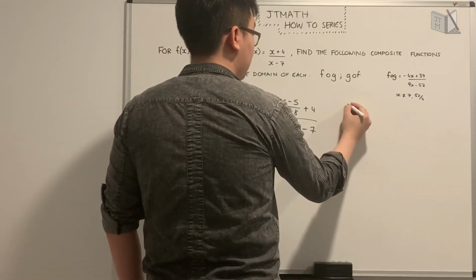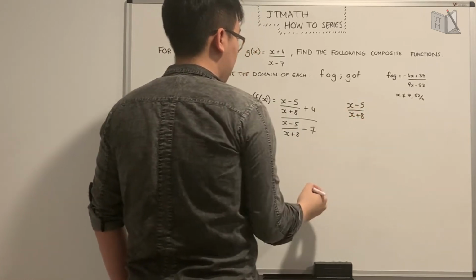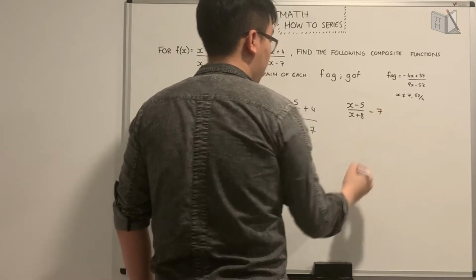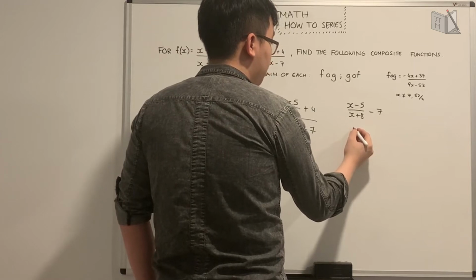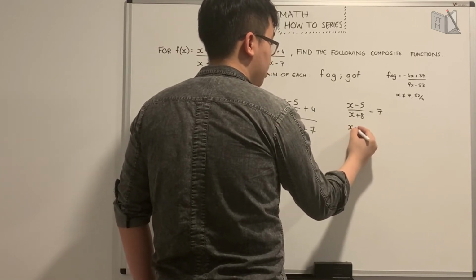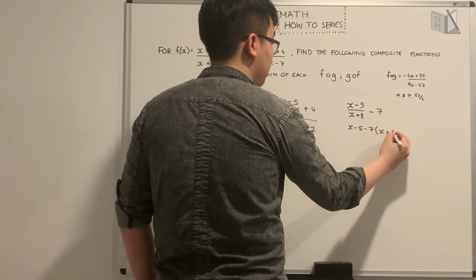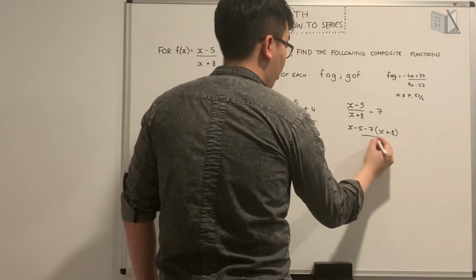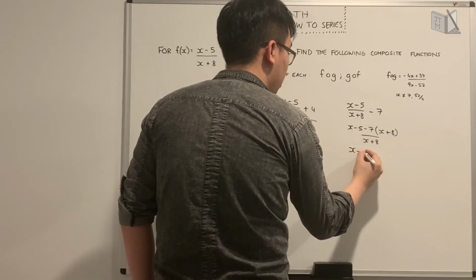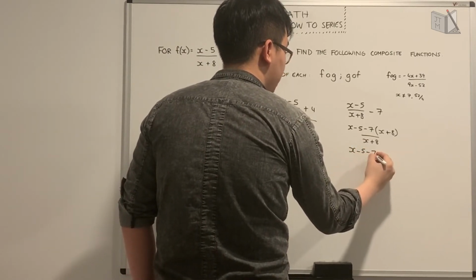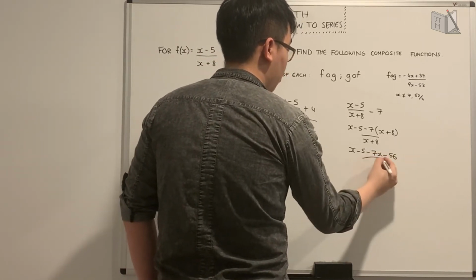So let's rewrite that out. x minus 5 over x plus 8 and minus 7 separately. Again, we want minus 7 to have a common denominator, so we're going to have x minus 5, minus 7 multiplied by x plus 8, over x plus 8. Multiply out the brackets. Minus 7 times x, minus 7x, minus 7 times 8, minus 56, over x plus 8.